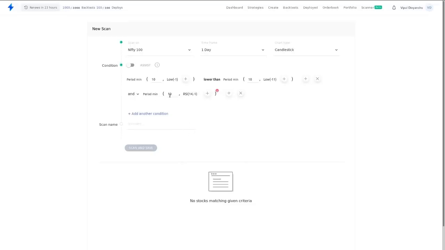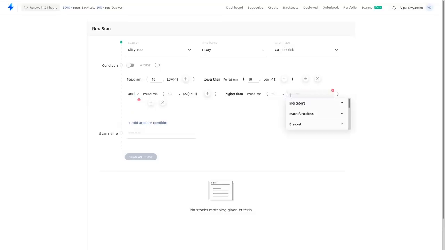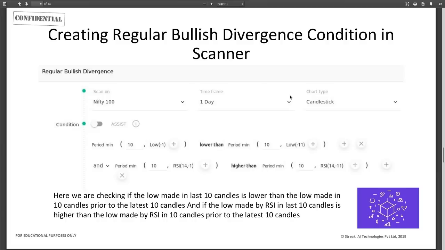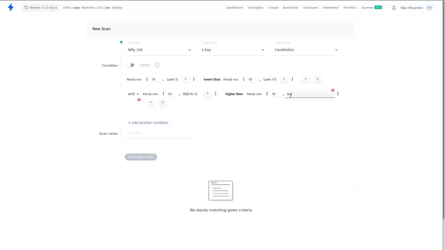So this lets me identify the minimum value of the last 10 candles for RSI, and I click on plus, and then I say higher than period min. So this is letting me create a higher low. Offset, you have to remember, here I have given -11.